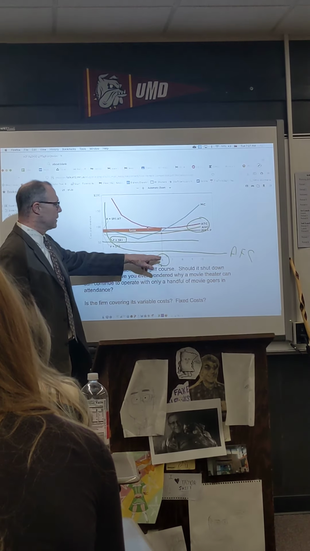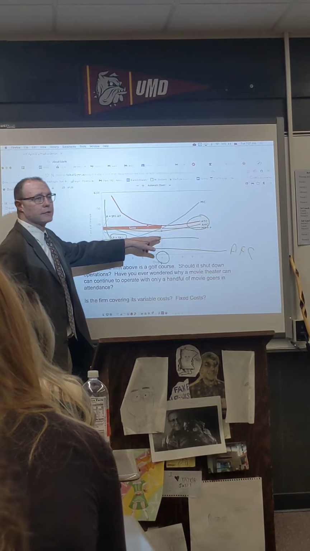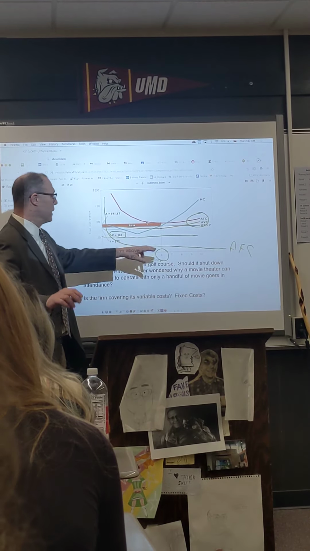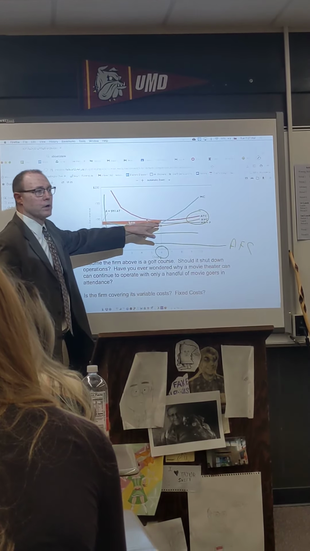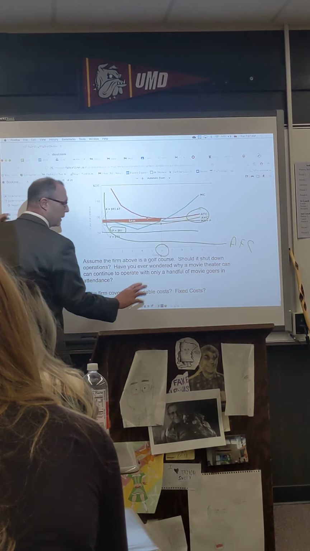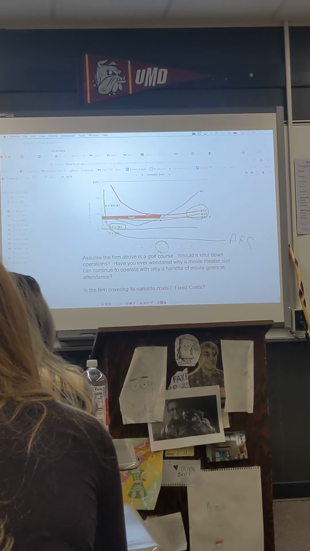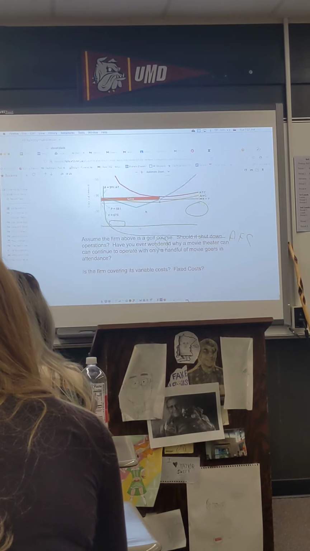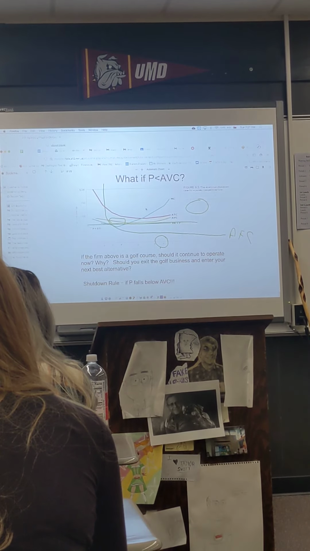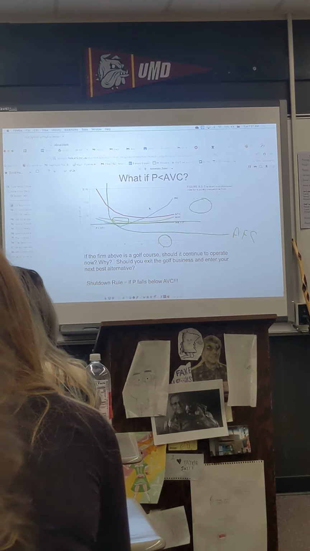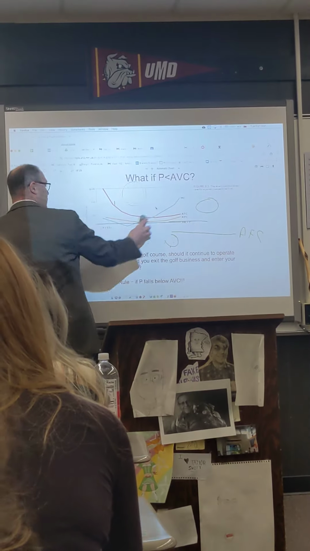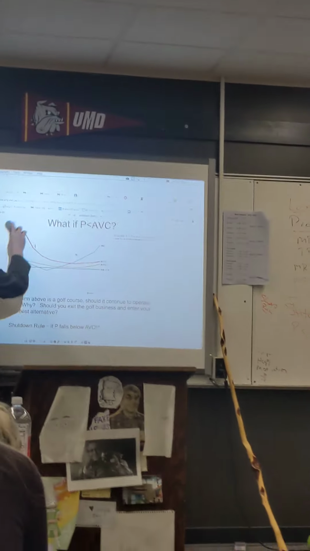You're producing 6 items and you can't cover your fixed costs. If you just shut down, you're only out what? Your fixed costs. So that's why you're going to shut down right there. But you're not going to exit. That, I promise you, will be on the exam. Absolutely. They're not going to let you escape not knowing the shutdown rule.